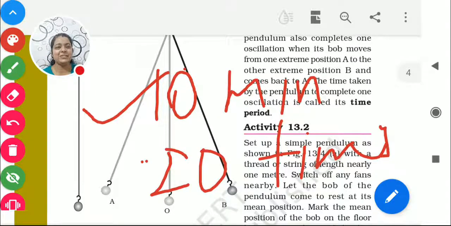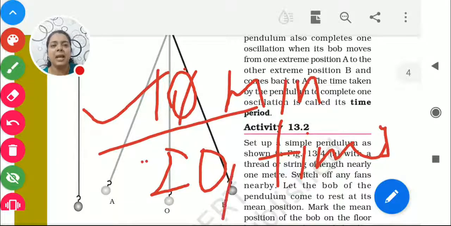Very easy to say. 20 oscillations in 10 minutes. So how to find out? 10 divided by 20, so we get 1 by 2, which means it's taking 0.5 minute. What is 0.5 minute? 30 seconds. 1 minute is 60 seconds, so half a minute means 30 seconds.